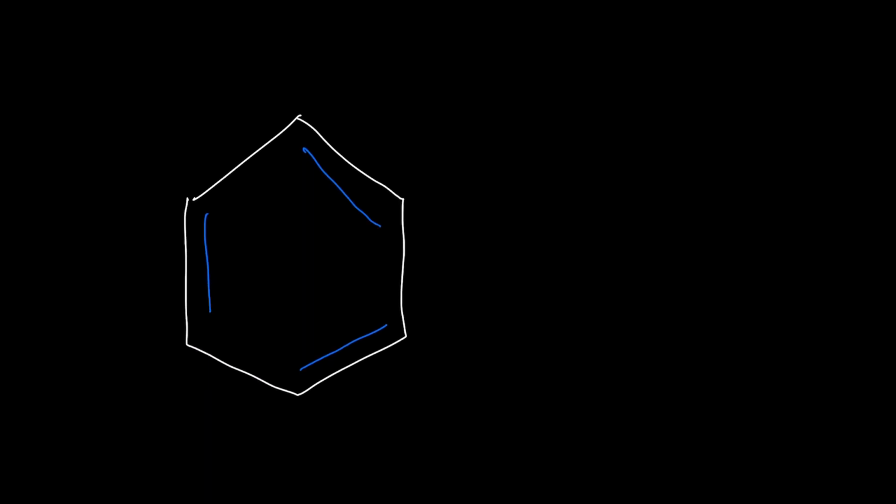If we have a benzene ring that's connected to an NH2 group, which is also known as an amine group, that's going to be called aniline.